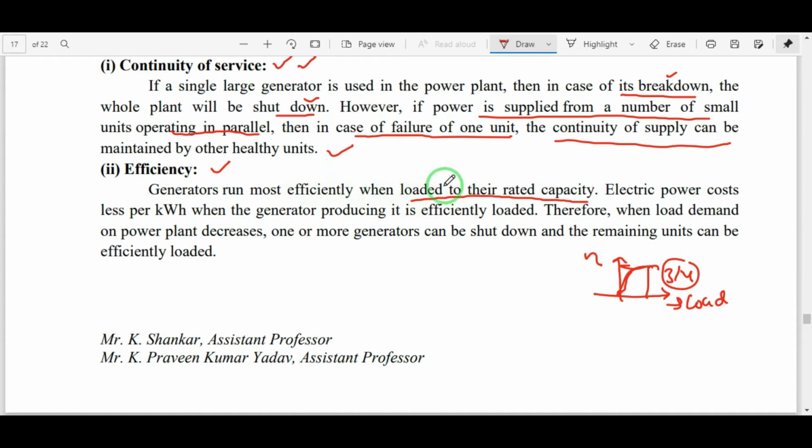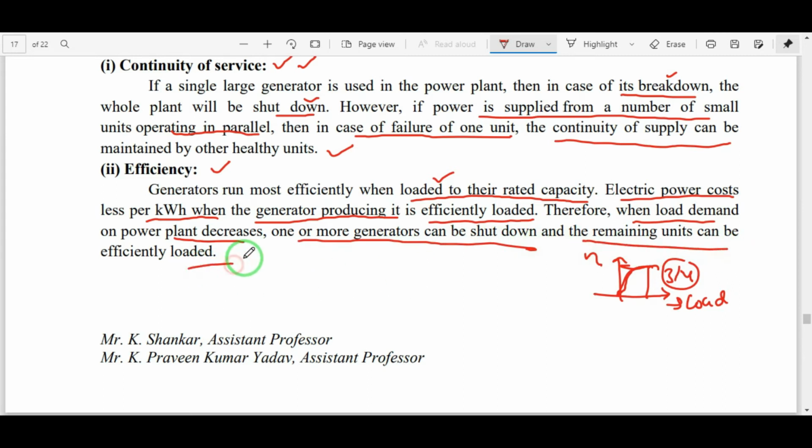So these generators give efficient performance only at the time of loading condition. The electric power costs less per kilowatt hour when the generator producing it is efficiently loaded. Therefore, when load demand on the power plant decreases, one or more generators can be shut down and the remaining units can be efficiently loaded.